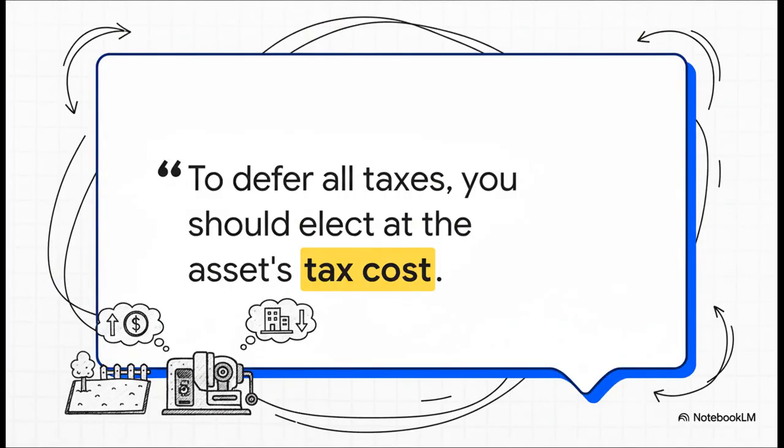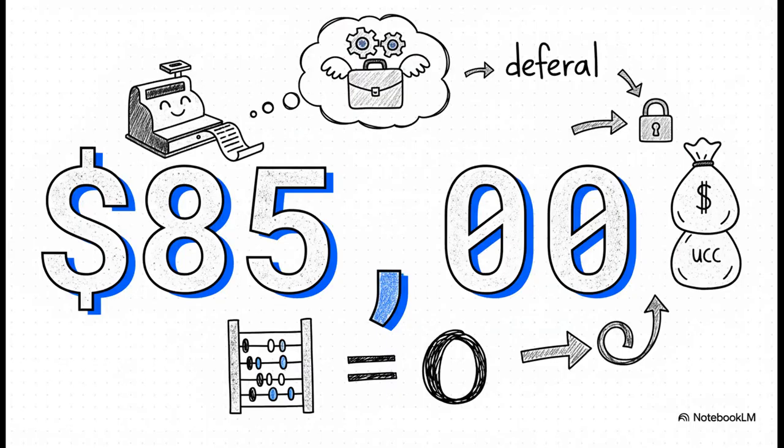So, what number should you pick? Well, the main goal here is usually to avoid triggering any immediate income. For a depreciable asset like our machine, that means you should elect at its tax cost, which is its UCC. If we were talking about a non-depreciable asset like land, you'd typically elect at its original cost. So for our machine, we are going to choose an elected amount of $85,000.